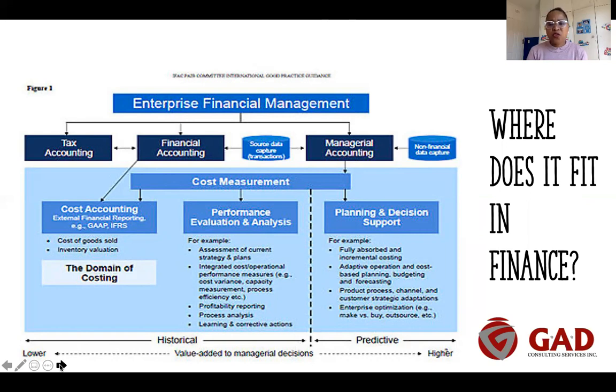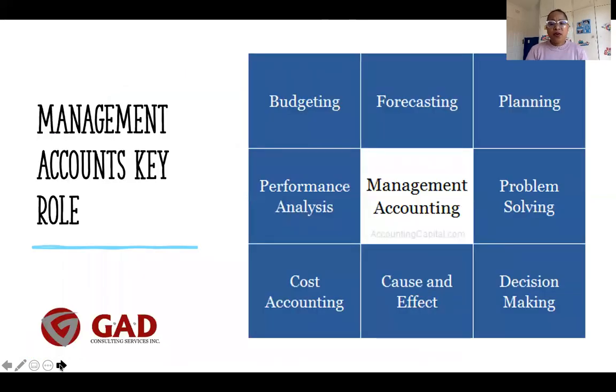So really, decision support is not just about big decisions. It could be just analyzing the actual cost drivers within the business, seeing what can work, but also testing your business model. Is the business model talking to what we can afford? Is the business model justifying how we're actually spending the money in that area? So in essence, the key roles of management accounting are forecasting, planning, budgeting, performance analysis, problem solving, cost accounting, and also cause and effect, including decision making.